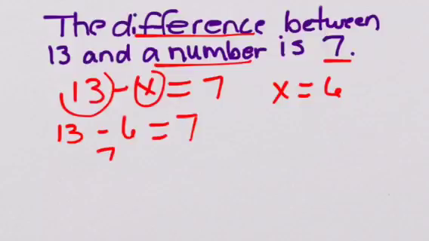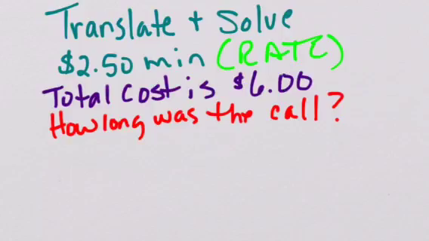So let's see what we did here. We wrote the equation. Okay, that was the equation part. We used our mental math to figure out the answer, so we did the mental math. And then we checked our answer to make sure it was right. Okay, so next we want to translate and solve.